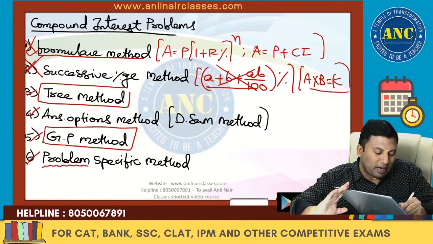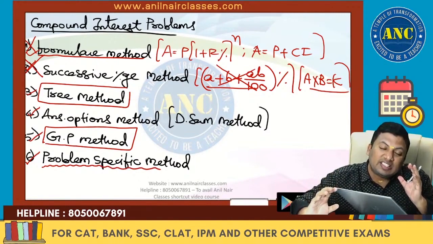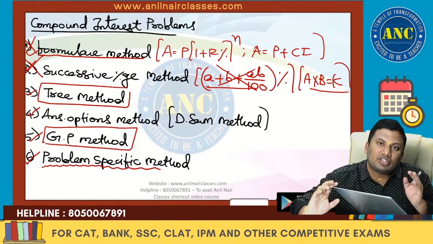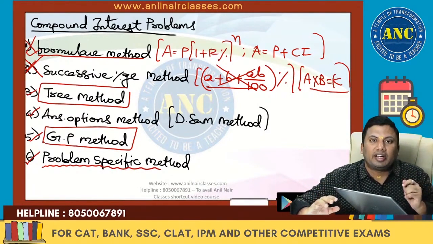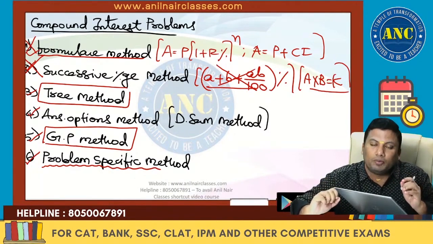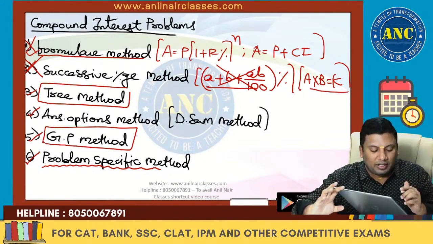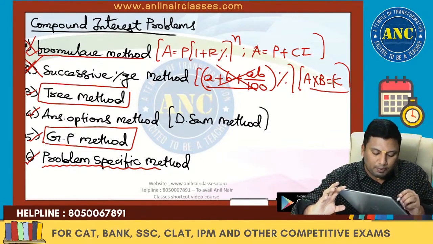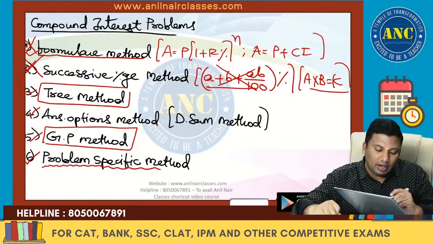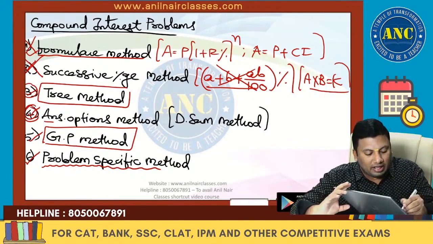Anything which is a particular variety and is defined only for amount is double, right? The relationship between the time period and rate of interest is n is approximately equivalent to 72 by R. This kind of problem comes under the problem specific method. Then the answer options method, GP method, digital sum method. Now let me address these. Yesterday we discussed point number 3. Let me address point number 4.